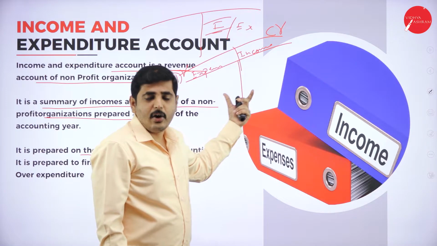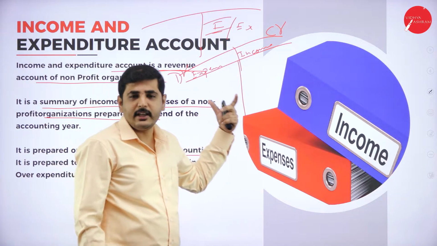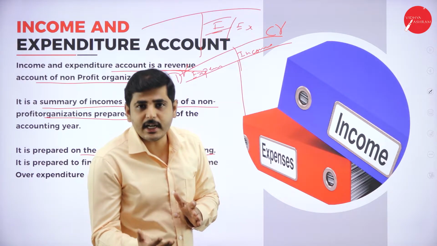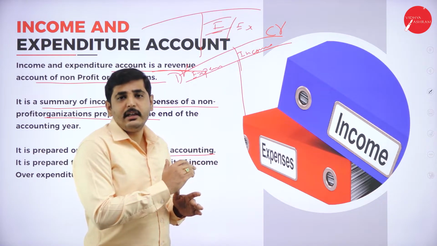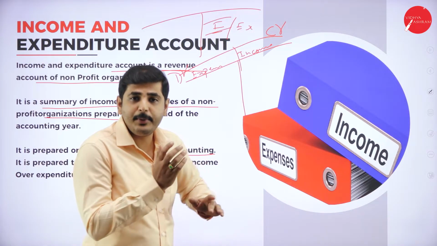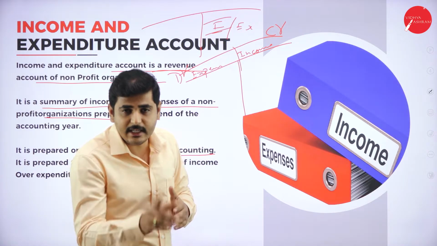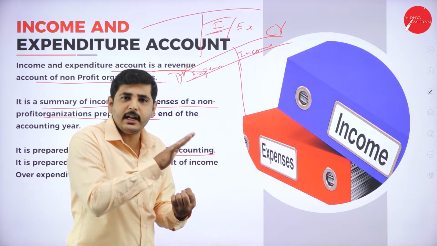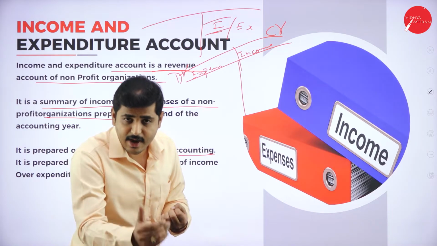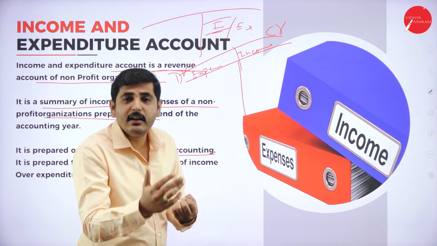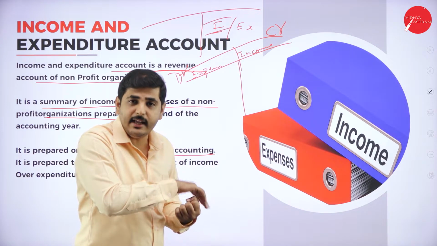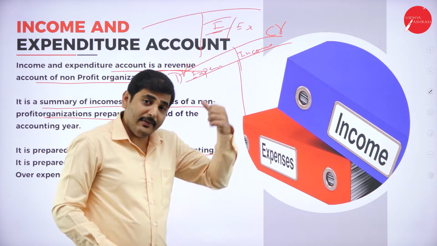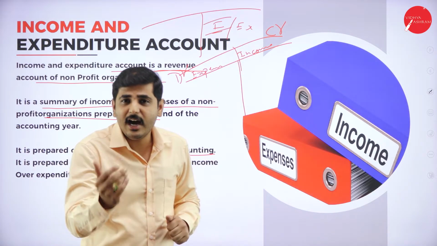If we have outstanding rent, add any outstanding. One thing you have to keep in mind: anything outstanding of the current year, we have to add. Anything outstanding of the previous year, we have to deduct. Outstanding of all expenses, add. Outstanding of income, add. Current year outstanding, add. Previous year outstanding, deduct. Previous year advance, add. Current year advance, deduct.